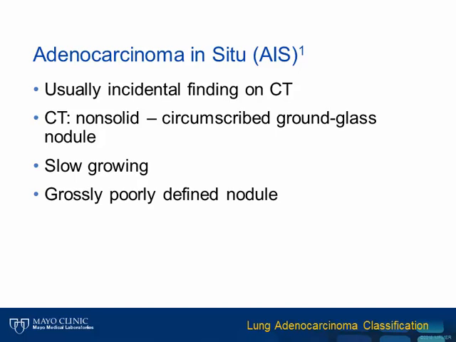Adenocarcinoma in situ is usually an incidental finding on CT imaging studies. It shows as a non-solid, circumscribed ground glass nodule that is slowly growing. On close examination of a specimen, adenocarcinoma in situ is usually a poorly defined nodule.